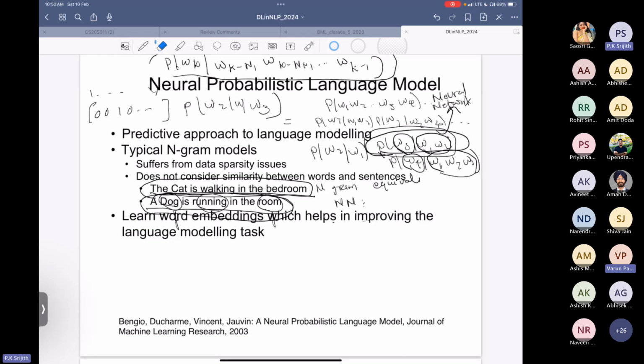The vector representation that you end up learning here is tuned for the language modeling task. It may not be good enough for any general purpose task.